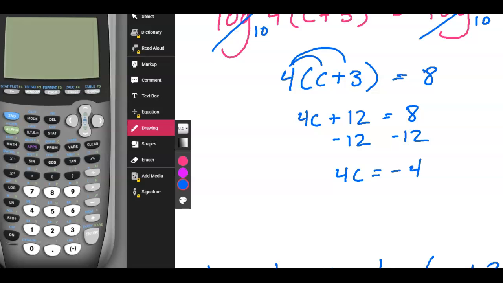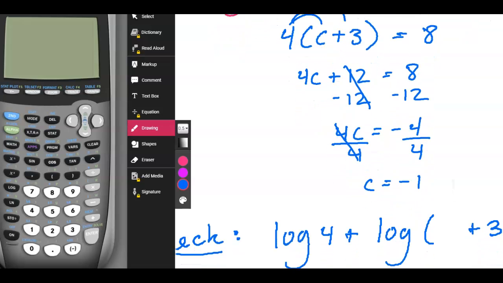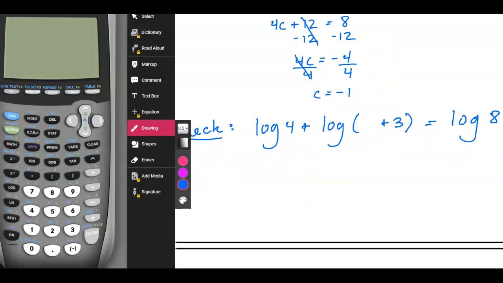Yes, I believe you are right. C is equal to -1. Now, when we plug this in, -1 in for C, was it extraneous? Because our base is 10 here, you can just hit the log button right next to the 7. Log of 4 plus log of 4 end parenthesis plus log of -1 plus 3 is just 2.